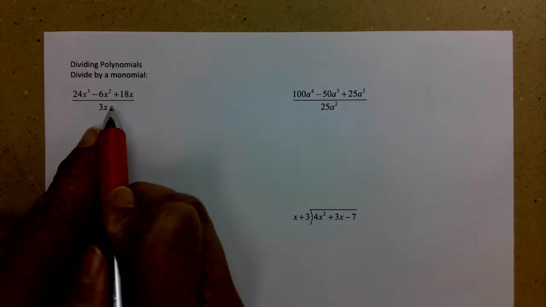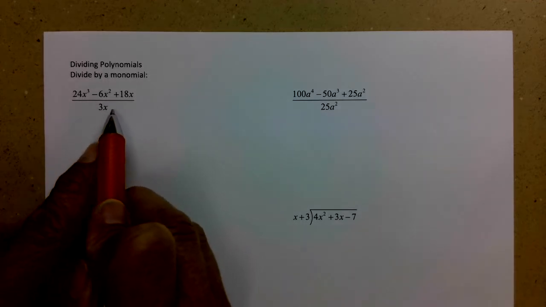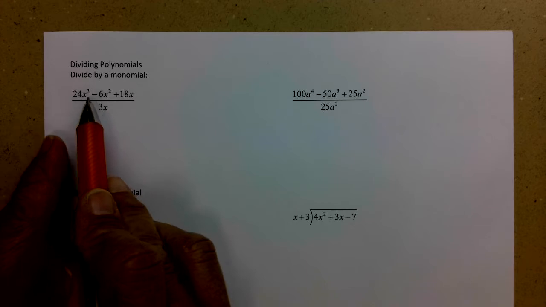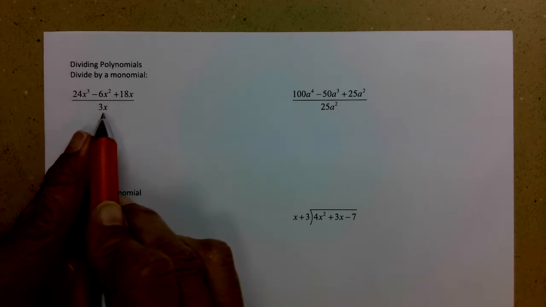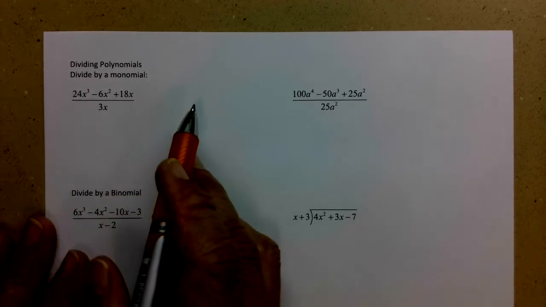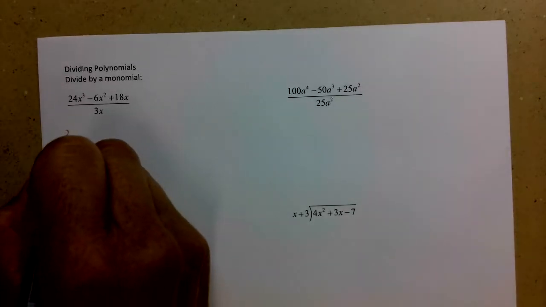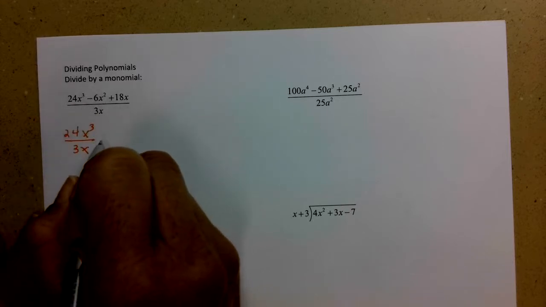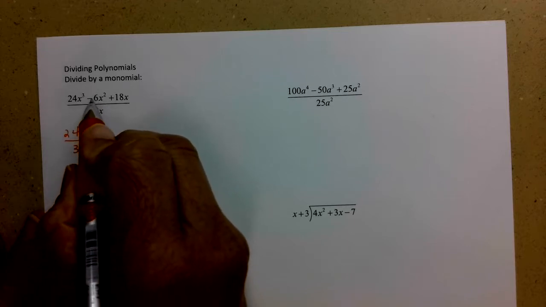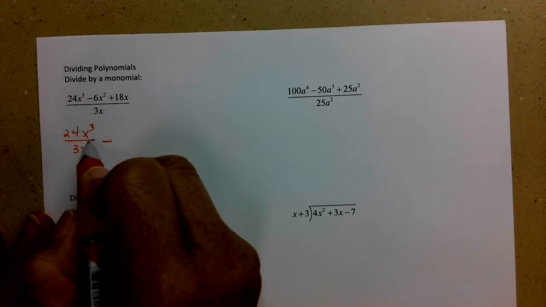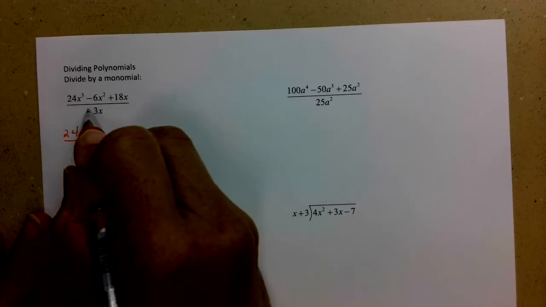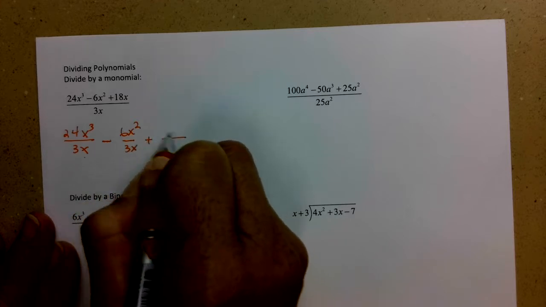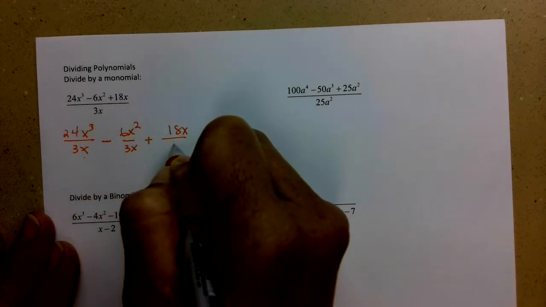Okay, so when you divide by a monomial, so remember one term, what we're going to do is split this fraction apart into one fraction for each term in the numerator, and they're each going to have that same denominator. Now, it might not feel like that's legal, but once you see it, each term in the numerator gets that same denominator, and I'll just keep those signs and drop them down. So 24x cubed over 3x, and then my next one is going to be minus 6x squared over 3x. And then plus, and then my last one is 18x over 3x.